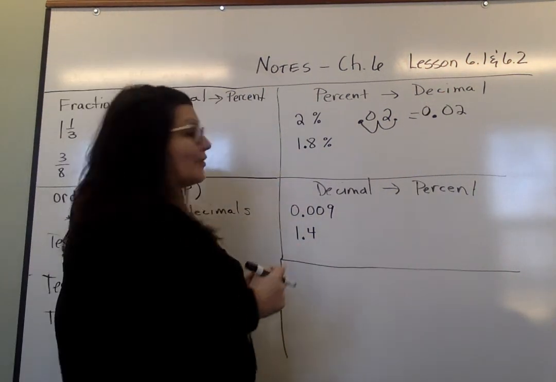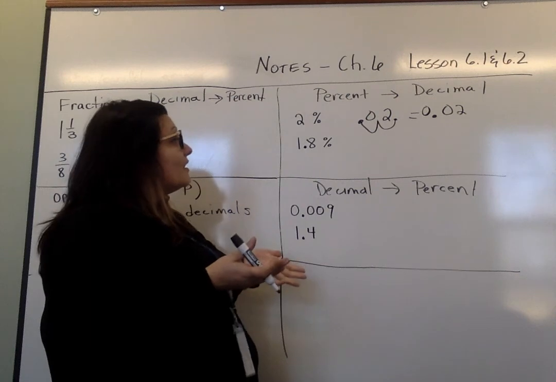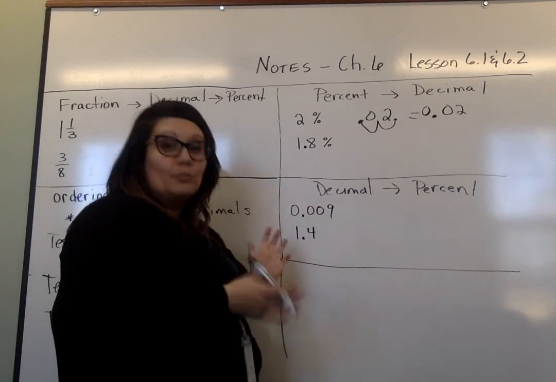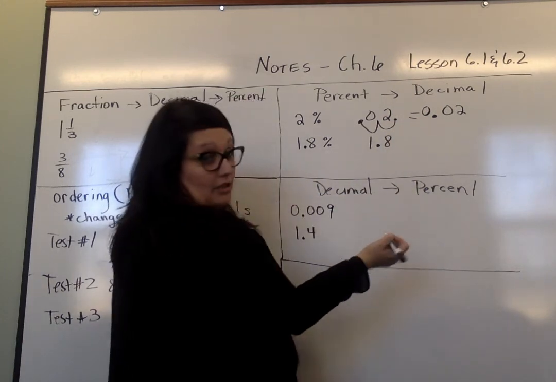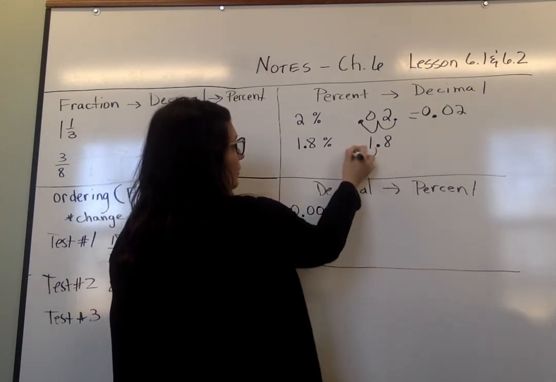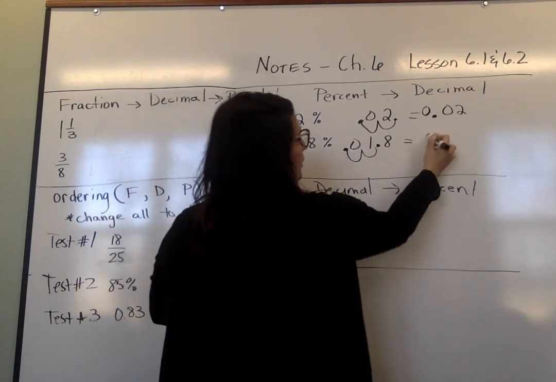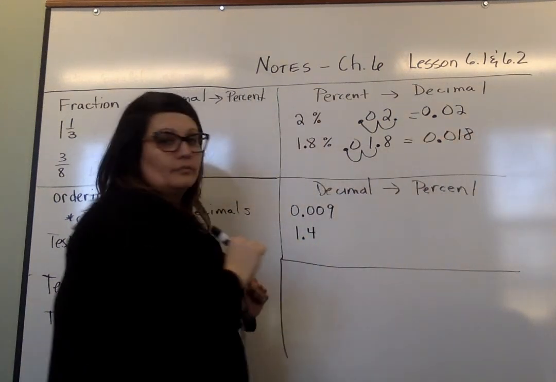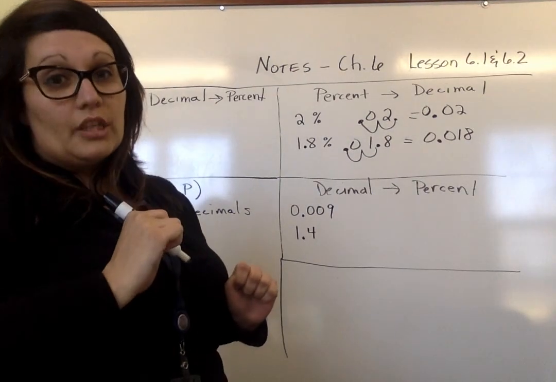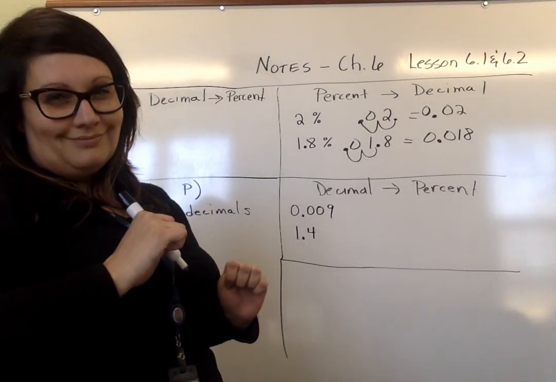Okay, let's look at the next one. Again, we're going to divide by 100, so we're going to swoopy 2 to the right. I'm going to rewrite it with my decimal. Swoopy 1, swoopy 2, and then rewrite for my final answer. If you need to, pause so that you can take notes.